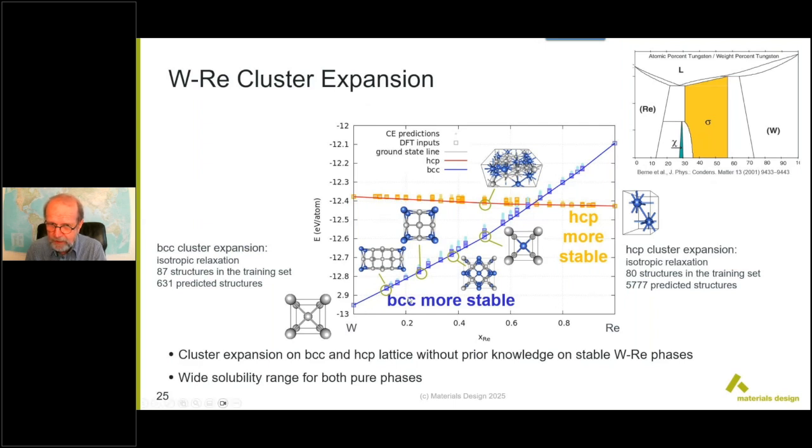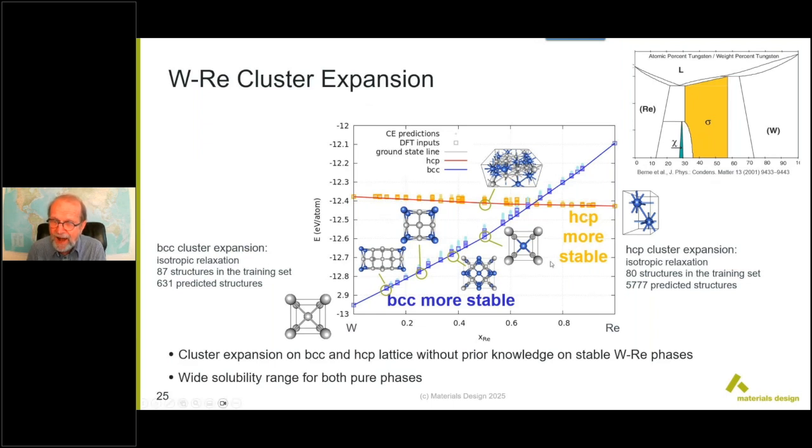Tungsten, the ground state, is a body-centered cubic. Rhenium is hexagonal close packed. So at which point do you tip over from a BCC lattice into the HCP lattice? Well, the good news is that that happens very late. So you need to have 0.7 atomic fraction of rhenium before the HCP phase becomes more stable.